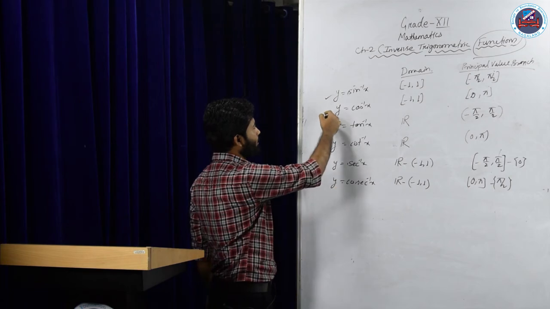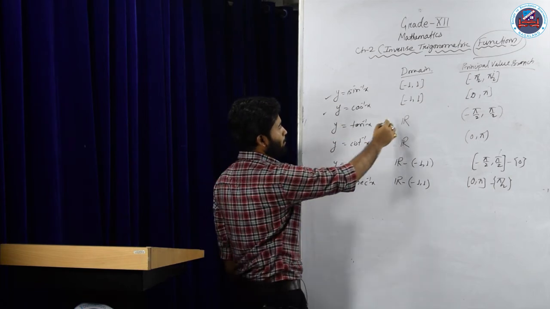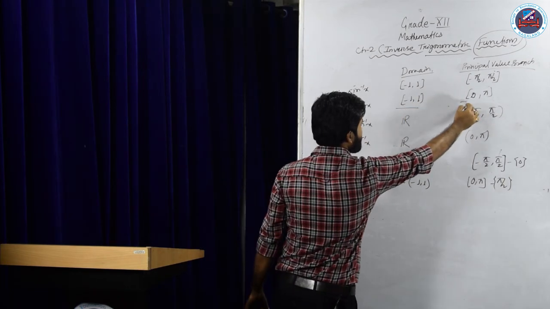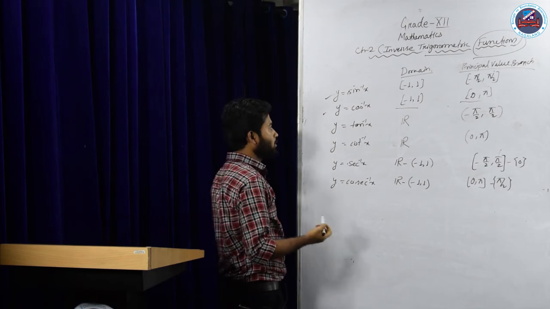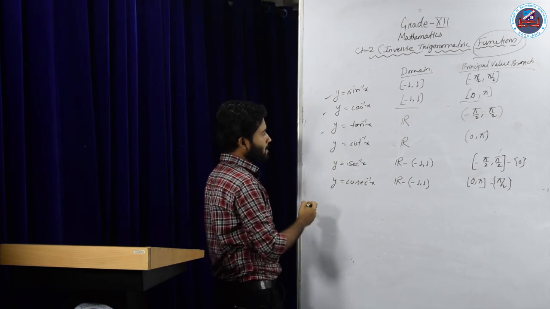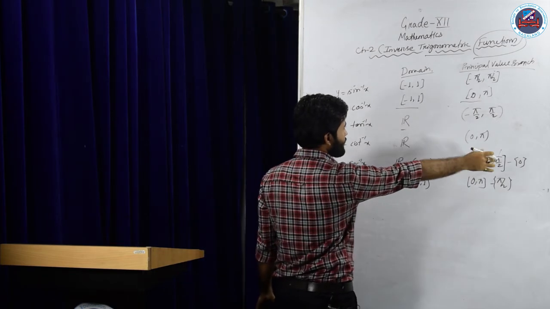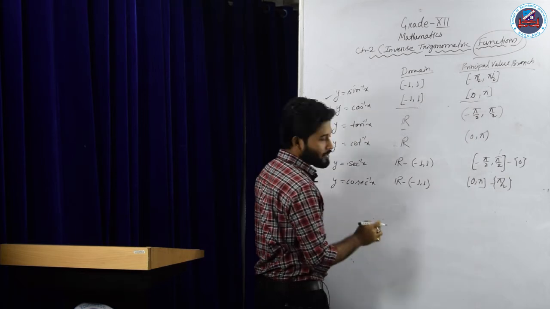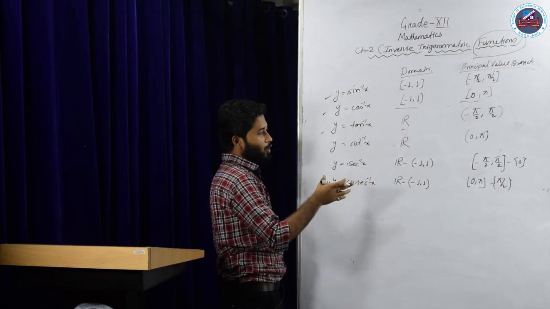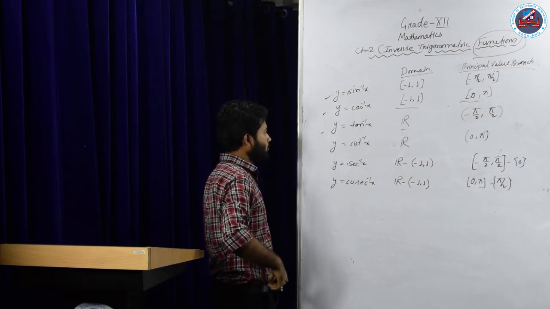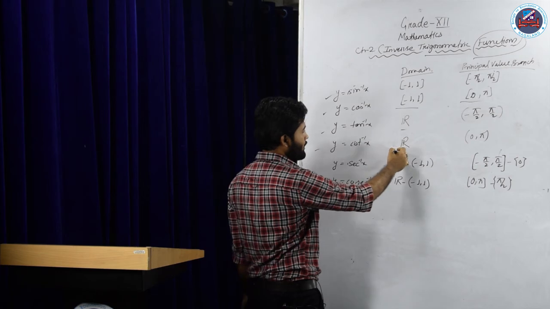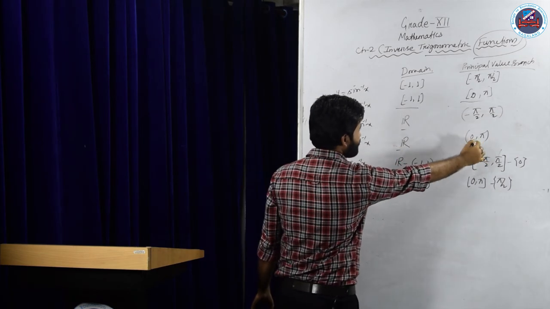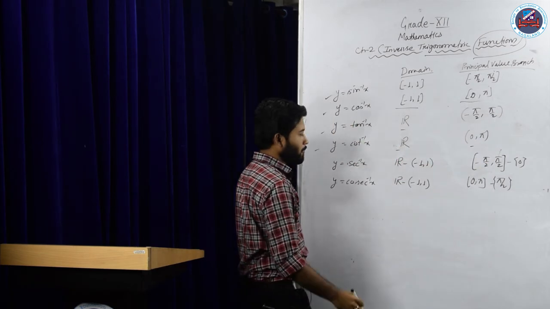Similarly, for cos inverse the domain is -1 to 1, and the principal value branch will be 0 to pi. For tan inverse, it is the set of real numbers, and the principal value branch is the open interval minus pi by 2 to pi by 2. For cot inverse, we have the set of real numbers, and the principal value branch is 0 to pi.